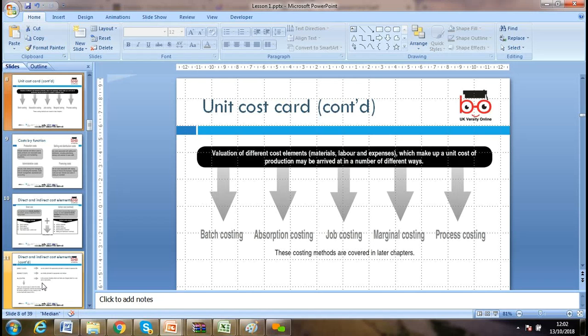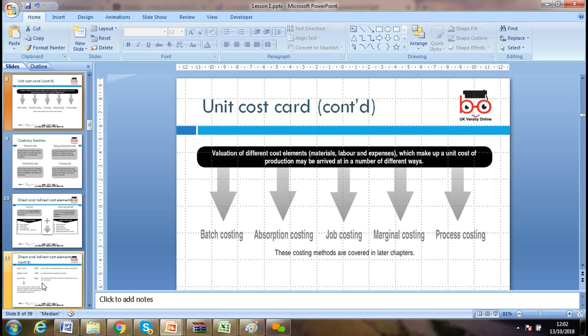So next we are looking at different methods of costing. Different organizations use different costing methods. The valuation of different costing elements, material, labor, and expense, which make up the unit cost of a product or the production, may be arrived at in a number of different ways. So batch costing: you're making a batch of 10,000 units in one batch. So we calculate the cost of 10,000 units in one batch. It means how much one batch costs, how much one pallet costs.